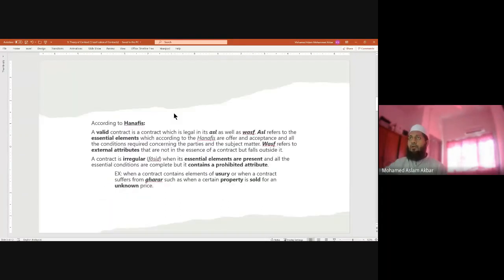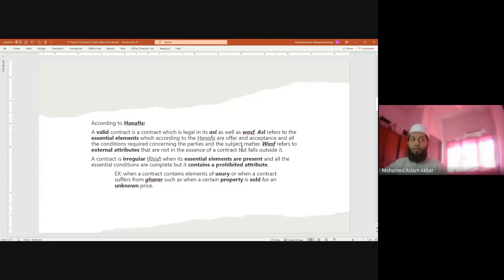Now according to Hanafi, this is where they are going to tell you what they mean by valid, invalid, and irregular. According to Hanafi, the valid contract is the contract which is legal in its asl as well as wasf. So now what is asl and what is wasf? Asl refers to essential elements, which according to the Hanafi are offer and acceptance and all the conditions required concerning the parties and the subject matter.